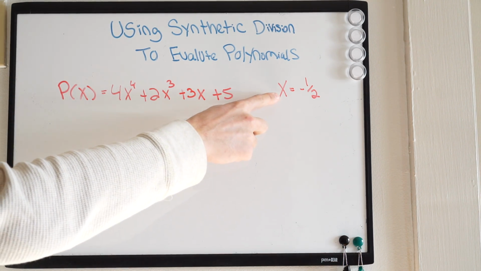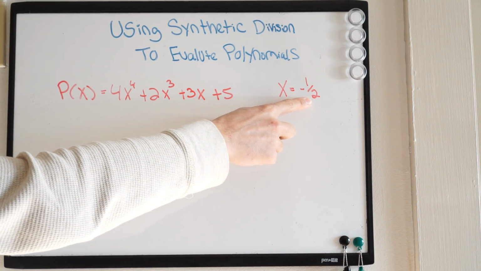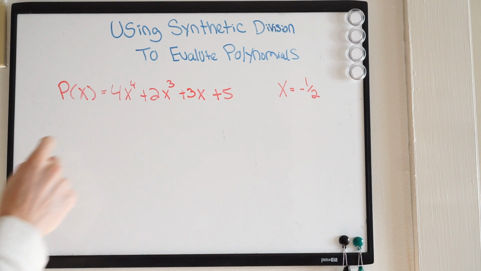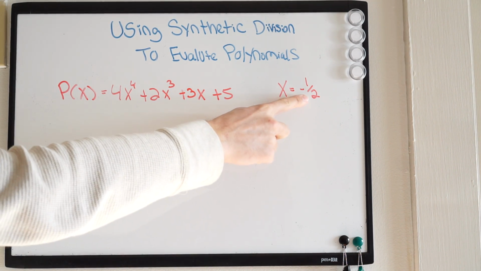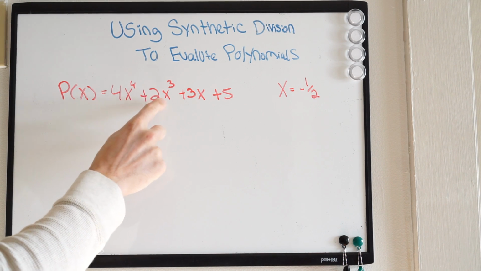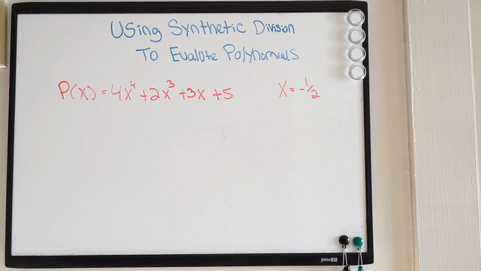So for example, if we want to know when x equals negative a half in this function, we can use synthetic division to find that out. Now, you could take this negative a half and plug it into everywhere that you see an x and evaluate that way, but you can also use synthetic division.